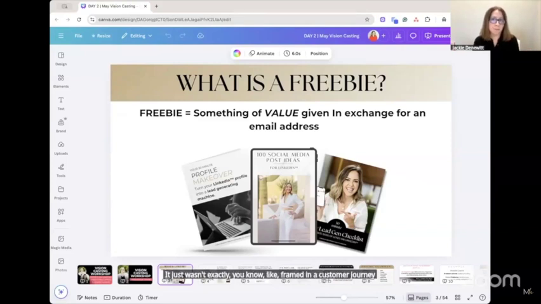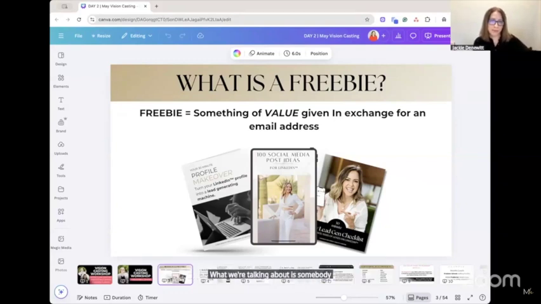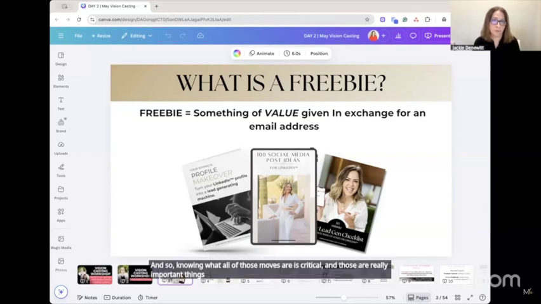And when I say customer journey, for those of you that may be new to hearing that term, what we're talking about is somebody coming into your world, to your ecosystem, and all the movements that they take until they purchase from you. And so knowing what all of those moves are is critical. And those are really important things that we go over in Build, Grow, Scale.